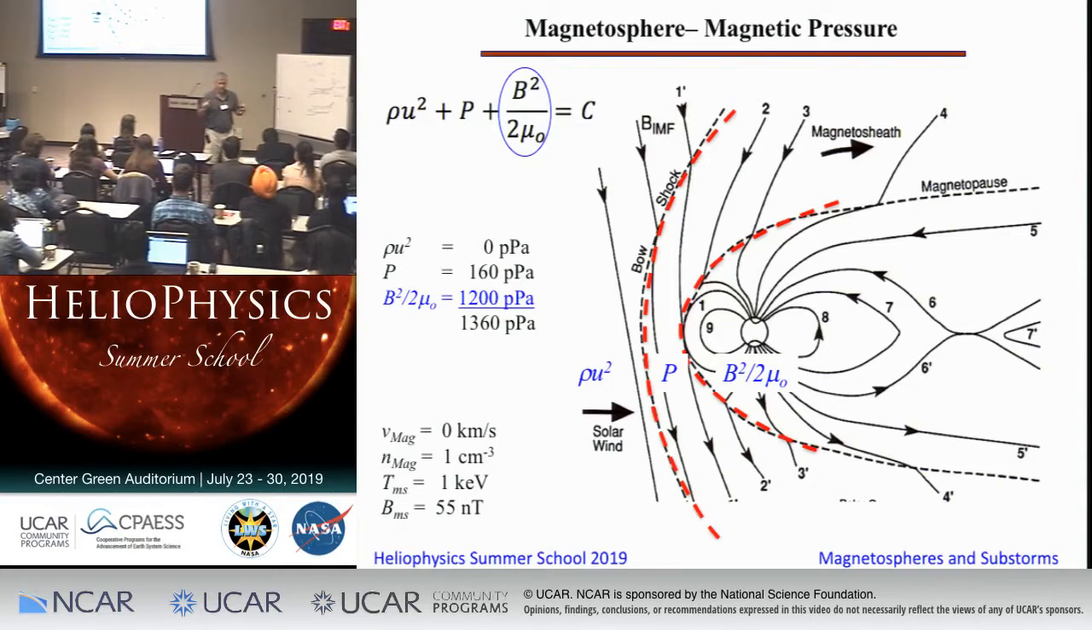And the one thing that's missing from this, that if you ever use it you should be careful about, is that we threw away the magnetic tension term. So if you ever see a bent magnetic field, this can't really be used, because magnetic tension is going to influence it. You could put magnetic tension in, but it's very, very difficult.